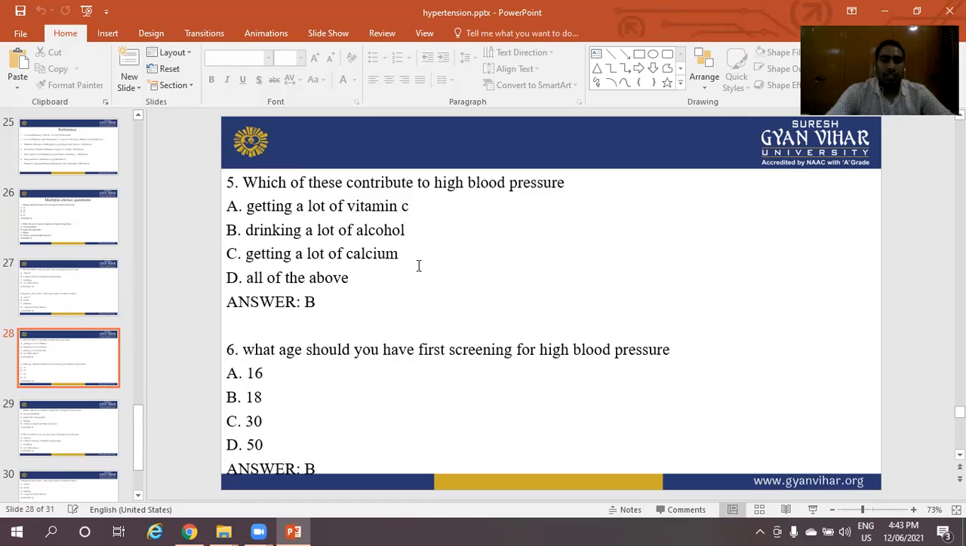The right answer for what contributes to high blood pressure is drinking a lot of alcohol. The right answer is B.